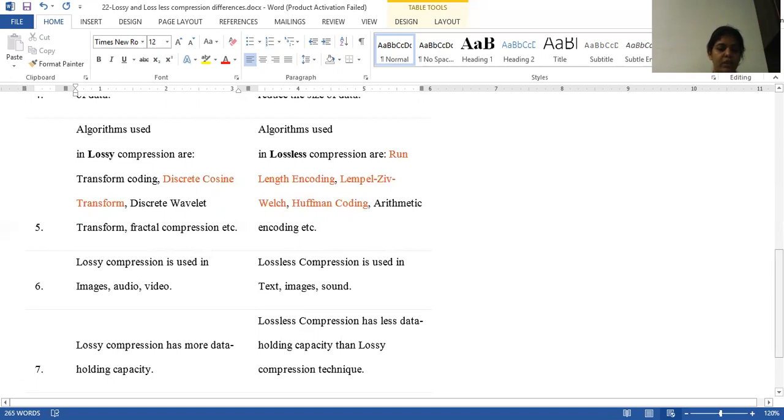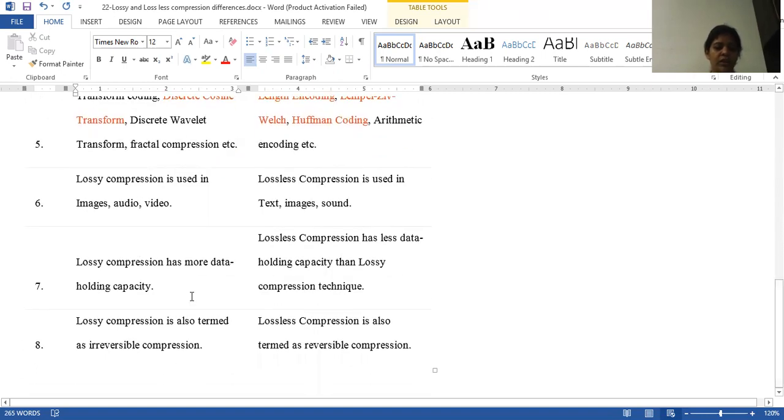Next one is, lossy compression has more data holding capacity. Because the data is eliminated, the quality is reduced, so it has more holding data capacity. Next one is, lossless compression has less data holding capacity than lossy compression techniques, because the size of the file is quite high when compared to lossy compression techniques.